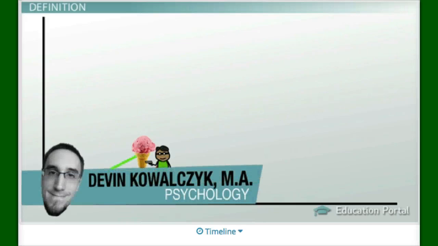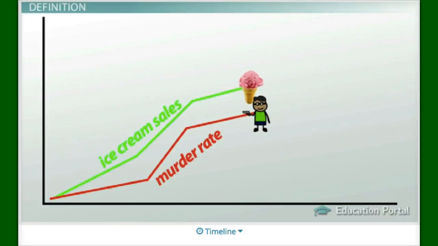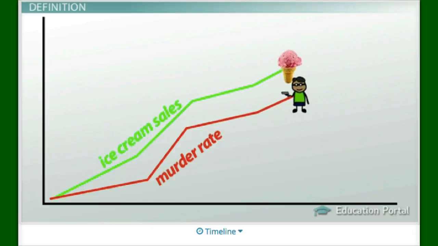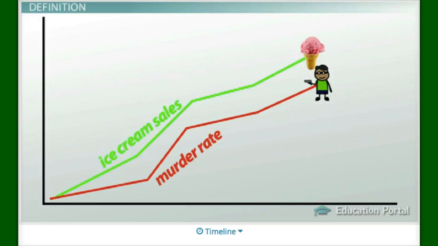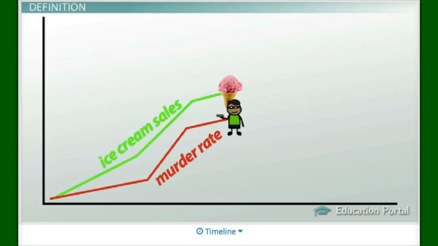Did you know that as ice cream sales increase, so do murder rates? It's insane, it's crazy, but it's true. As ice cream sales increase, so does murder. As murder rates decline, so do ice cream sales.